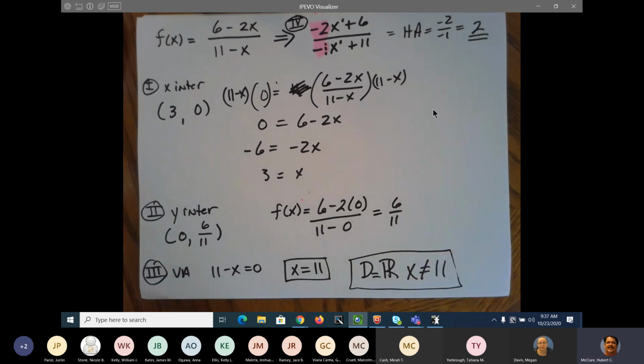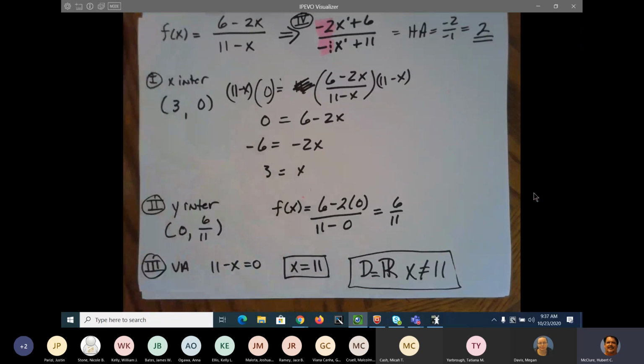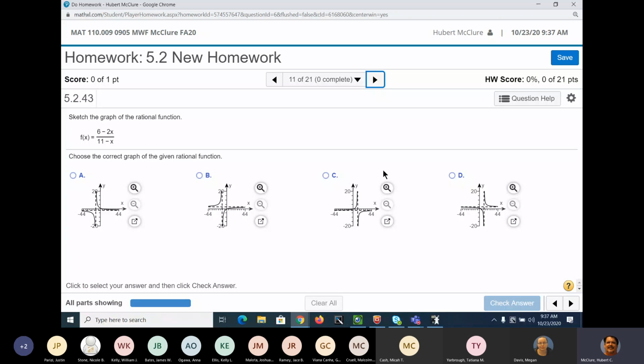I don't know what the question's going to ask, but let's see what it's going to ask. Let's go back to our handy dandy question. And let's look for a vertical asymptote of 11. So 11 would be positive. So it's not this one. It's not this one. So it's not A or B. And a horizontal asymptote of positive 6/11. Well, it's not this one because that's a negative. So I believe it's D.